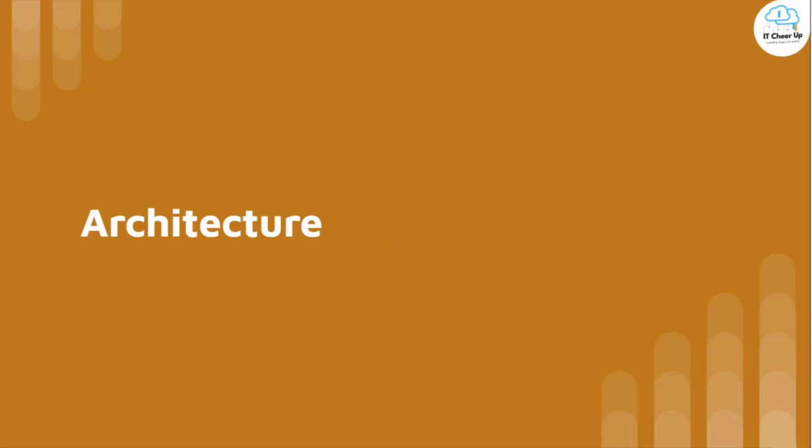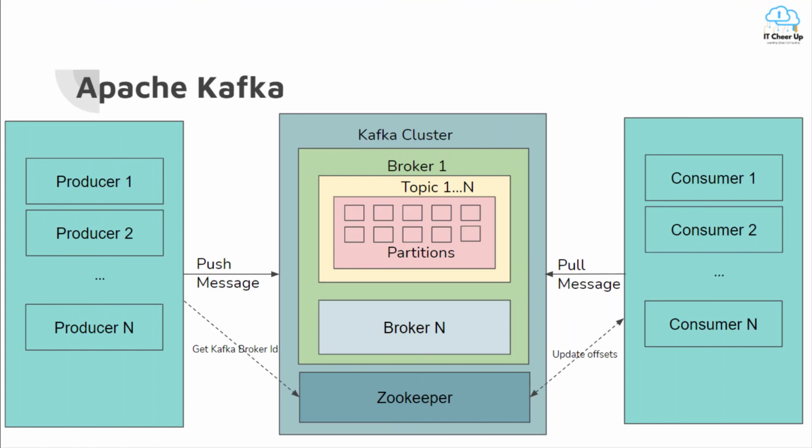Apache Kafka is an open-source stream processing software platform developed by LinkedIn, donated to the Apache Software Foundation, and written in Scala and Java. Kafka architecture is made up of topics, producers, consumers, consumer groups, clusters, brokers, partitions, replicas, leaders, and followers. A Kafka cluster consists of one or more Kafka brokers running Kafka.